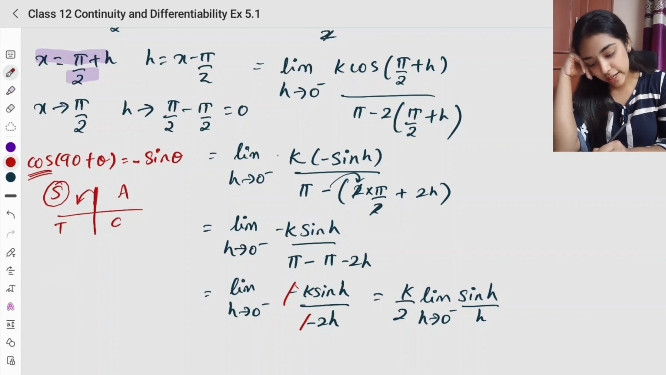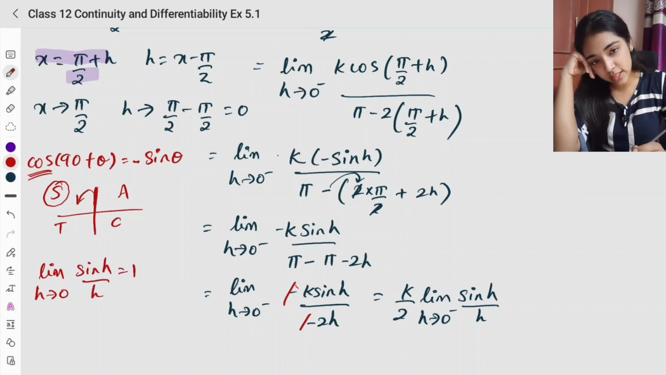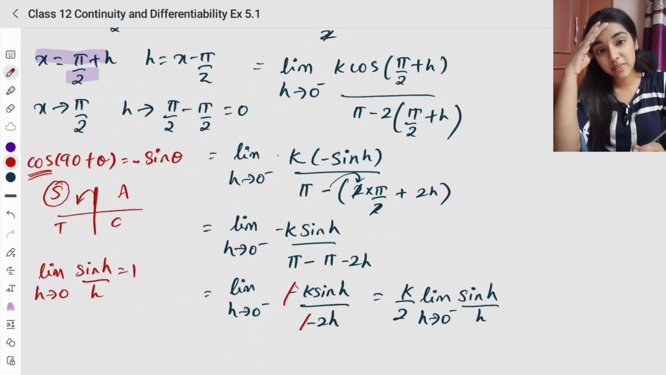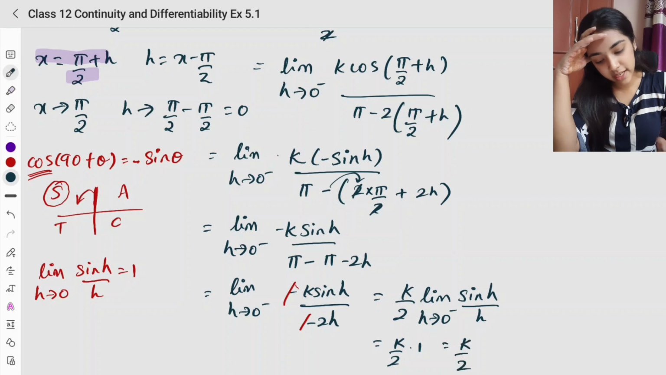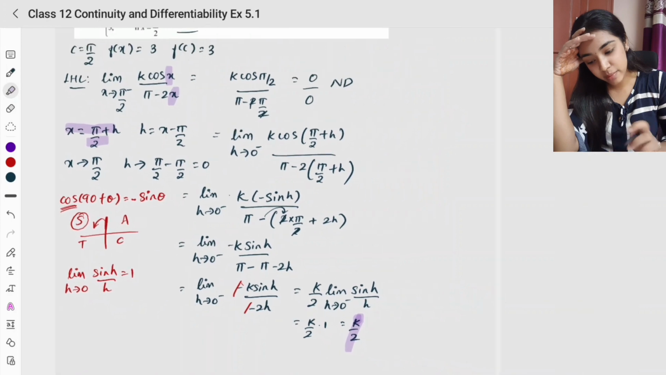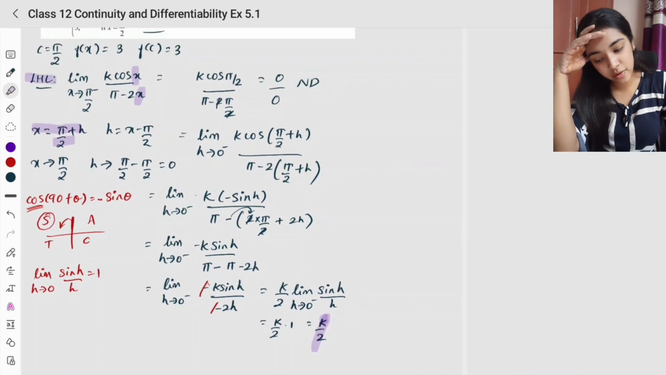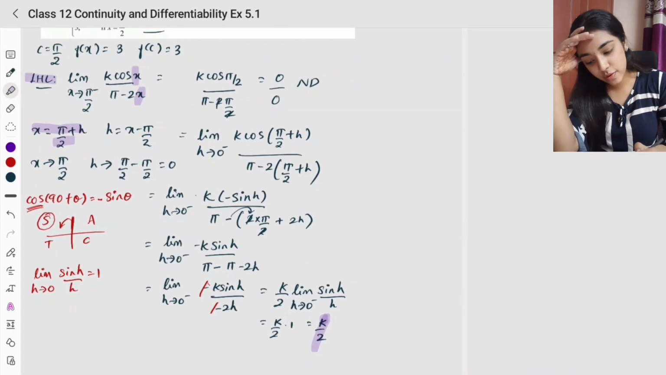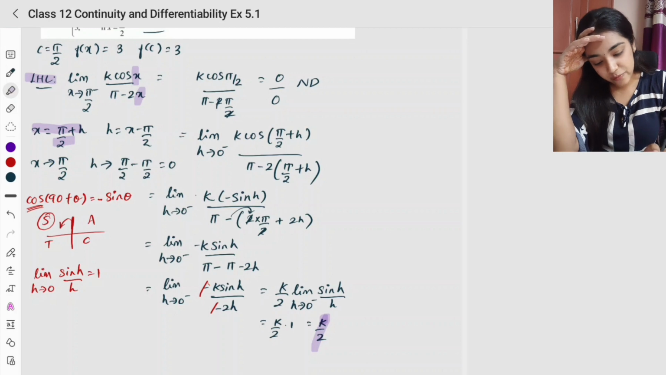What do we know? Limit h tends to 0 of sin h divided by h is equal to 1. You learnt this in limits and derivatives in your class 11th, correct? Okay, now this becomes k divided by 2 times 1, which is going to be k divided by 2. Super. So we have found out what our left hand limit is. I found out what my left hand limit is. I have also found out what my f of c is, which is 3.